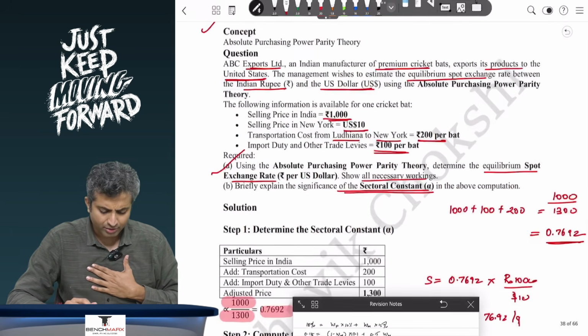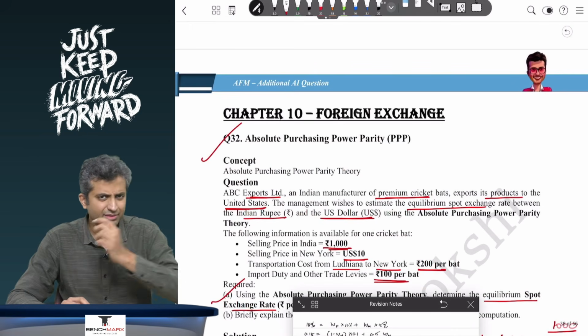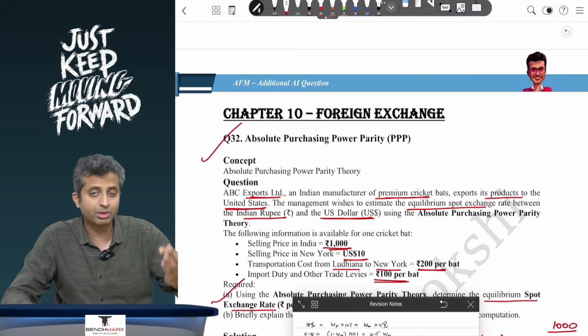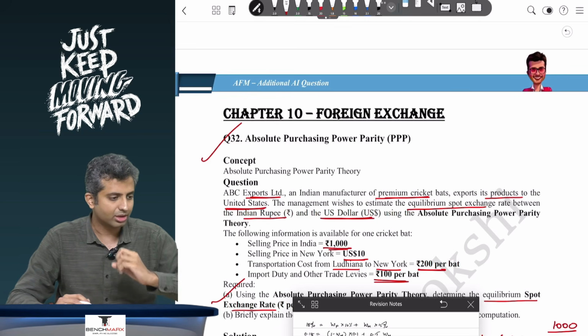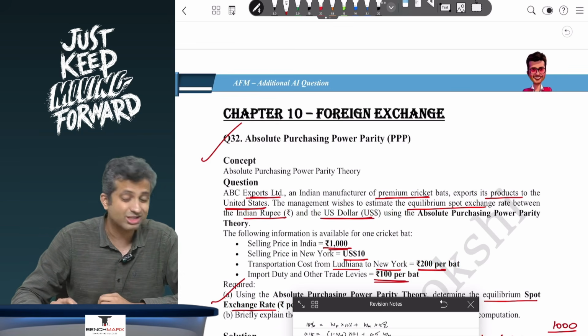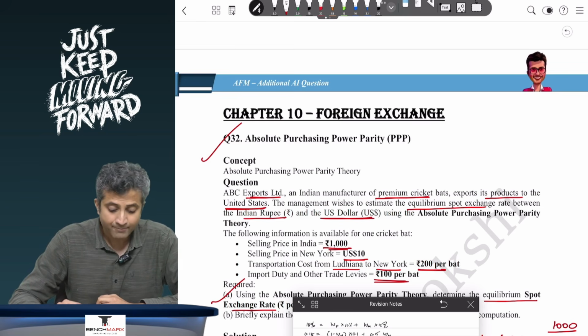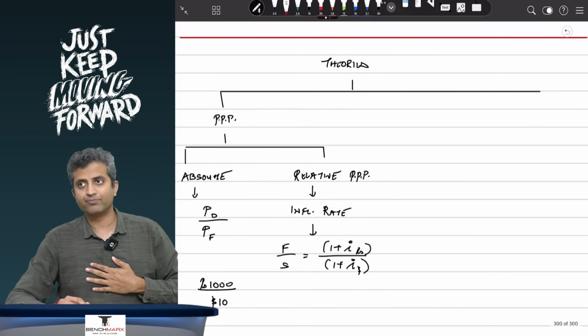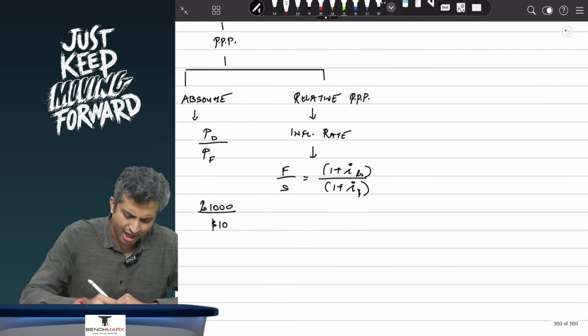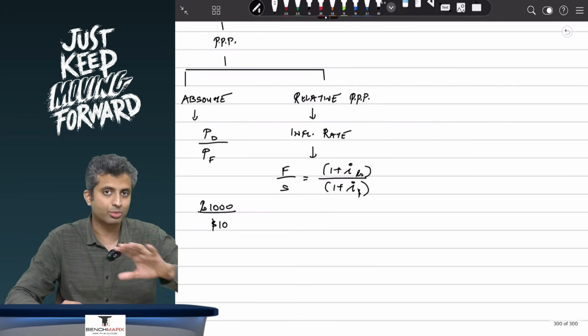Okay, so over here we are looking at this adjustment. I would say this is important because a numerical can be coming or a sectoral constant can be asked from the perspective of absolute purchasing power. So this will be relatively important. Next, you have a theory which is called the Fisher effect, and maybe a short note or a numerical on that can come.